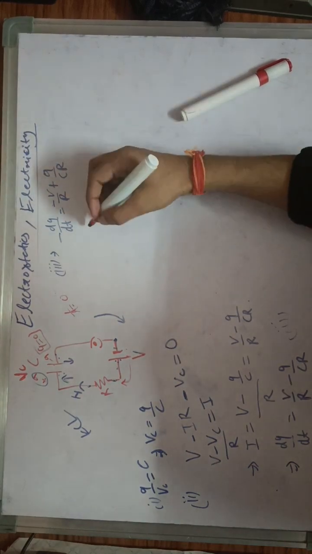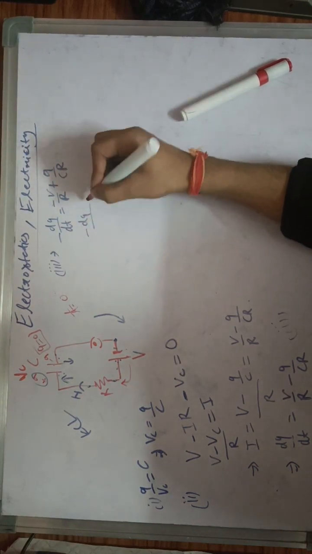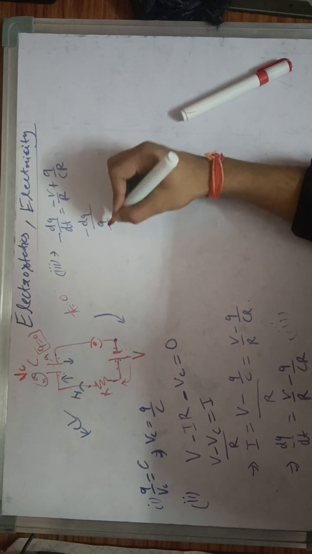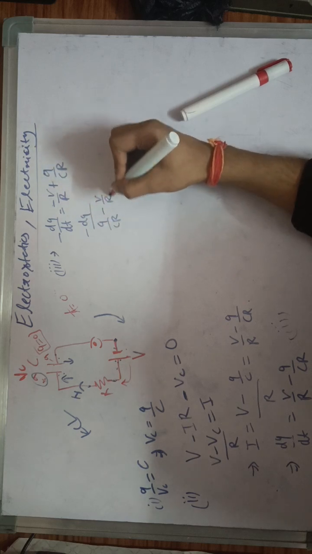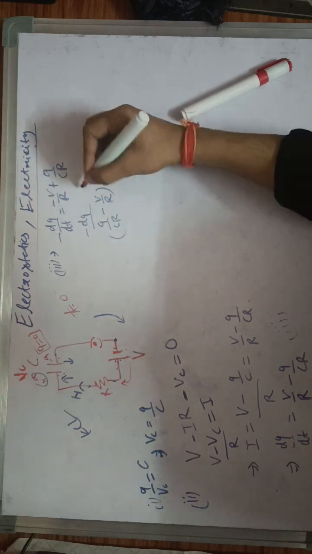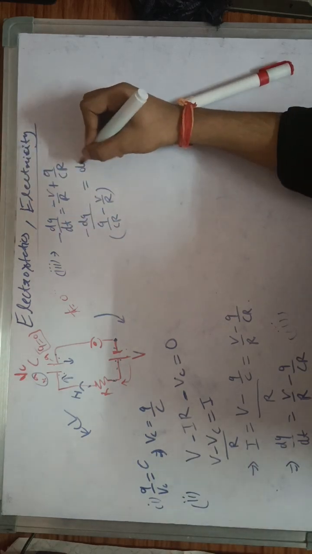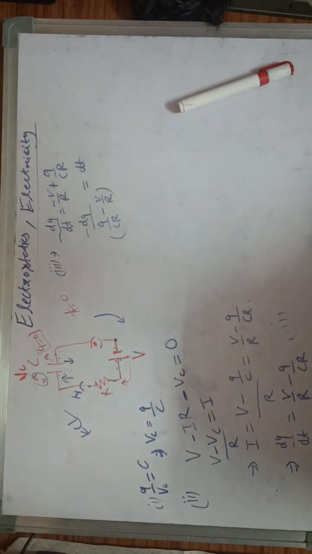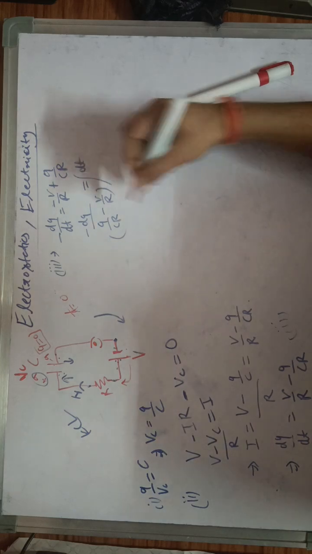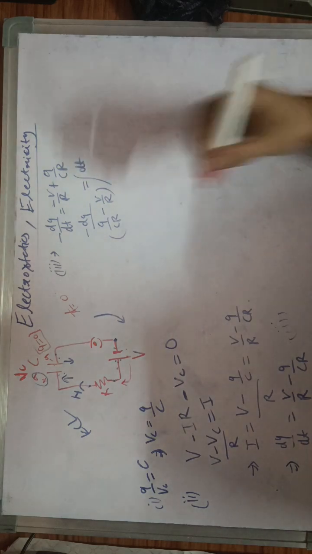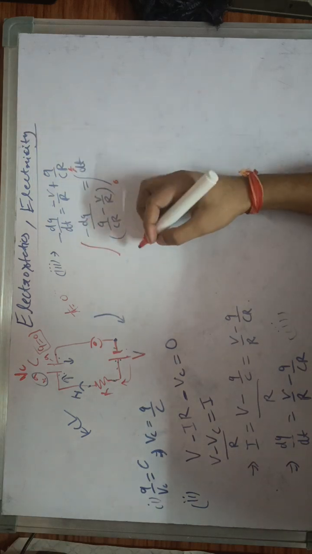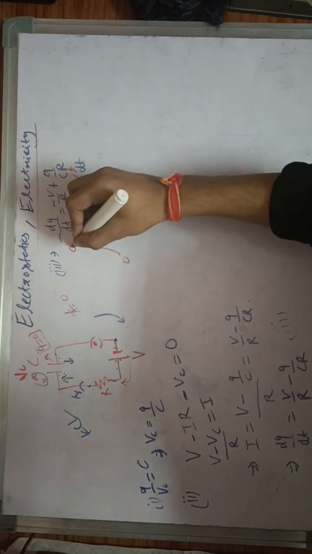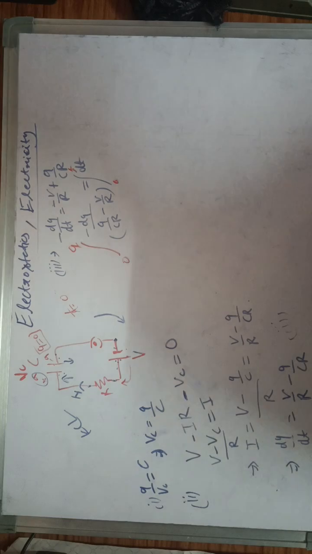So now I am dividing this by Q by CR minus V by R. I'm dividing by this, taking dt on the right side. Now integrating this whole from, let's say, initial state of 0 time to the time t, and this is integrated from 0 charge to any charge q at any time t.